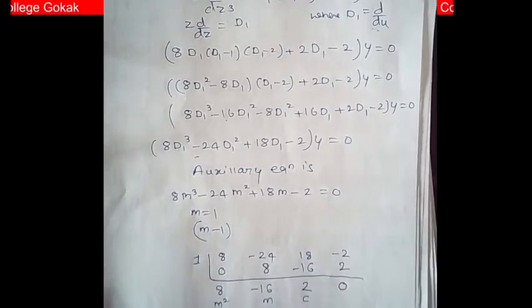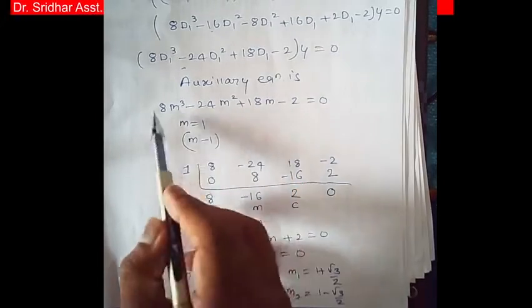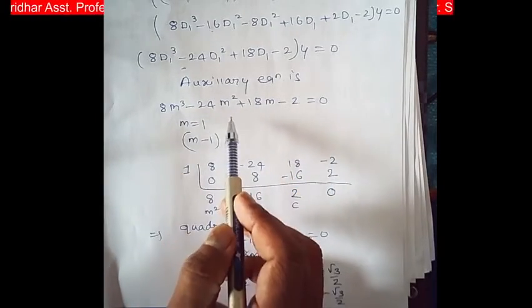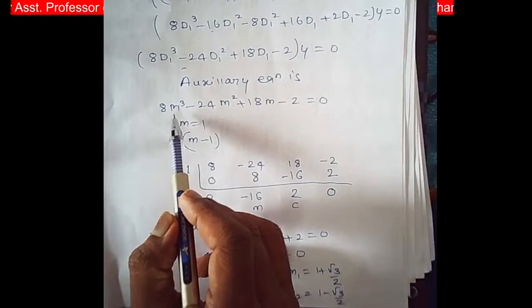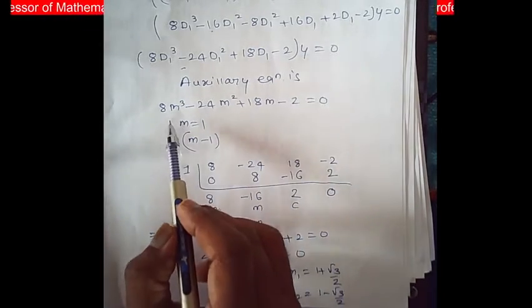Okay, so now in this case, this is a cubic equation. Now we want to find the roots. This is a cubic equation, which means it has 3 roots, right? It has 3 roots, so we have to find all the 3 roots. So how to find that?